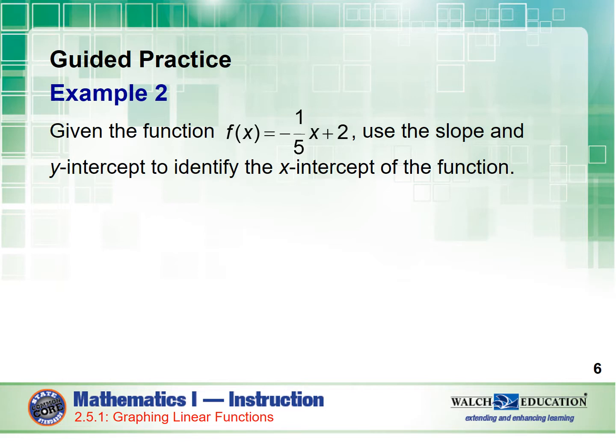Number 2 is, given the function f of x equals negative 1/2 x plus 2, use the slope and y-intercept to determine the x-intercept of the function. Before I go any further, the first thing I want to do is just go ahead and highlight what we're looking for. Use the slope and the y-intercept. So again, the slope is the coefficient that comes before x. So this is the slope, negative 1/2. And we're going to also use the y-intercept, which is positive 2.